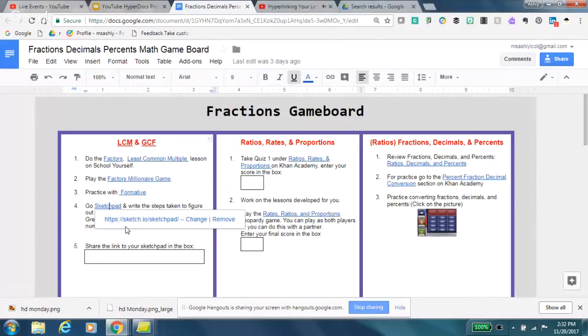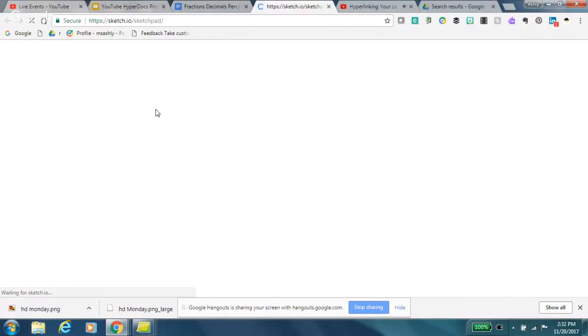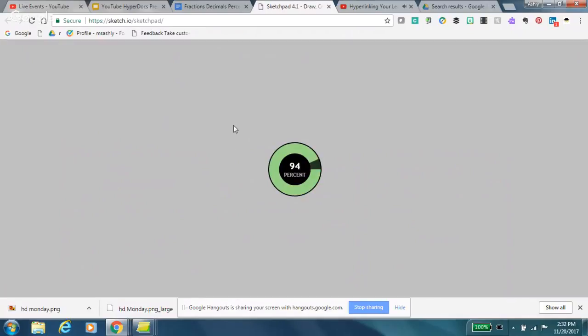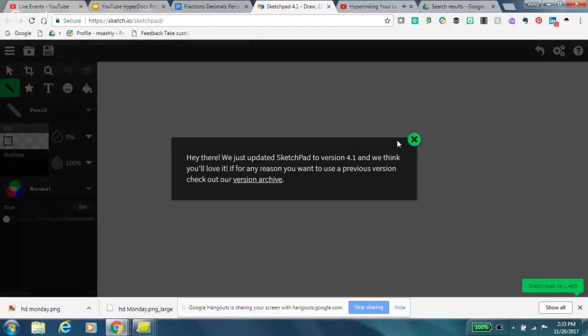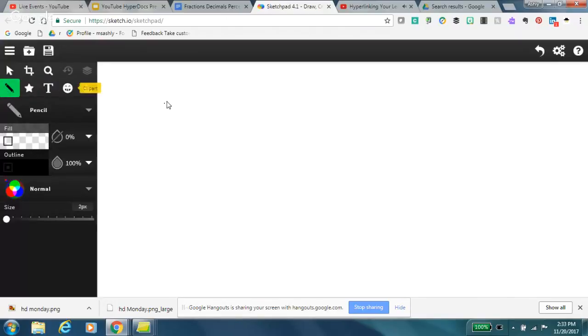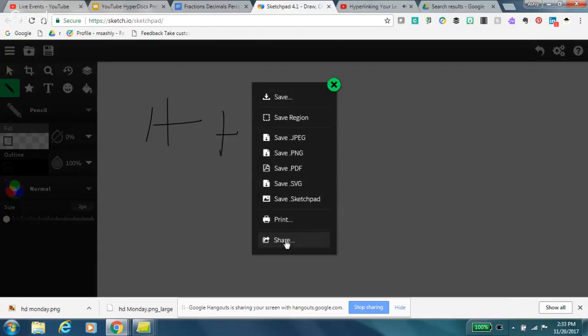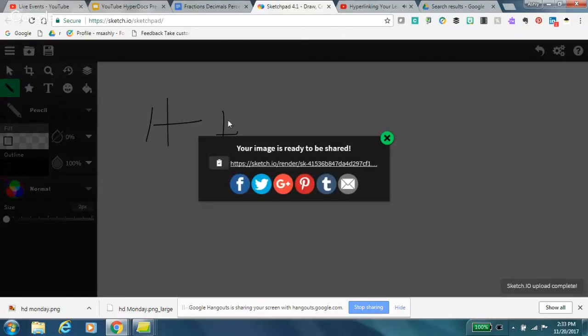And then from there, they were to go to Sketchpad, where they could write the steps taken to figure out the least common multiple, and they could include the link right here. So Sketchpad's kind of cool too, because they can write on it, though this feature is actually on formative as well. But they can go here and write on it, 1 + 1. And then afterwards, they can save it and give me the link to it. And then they grab the link and they can just paste it back onto that.